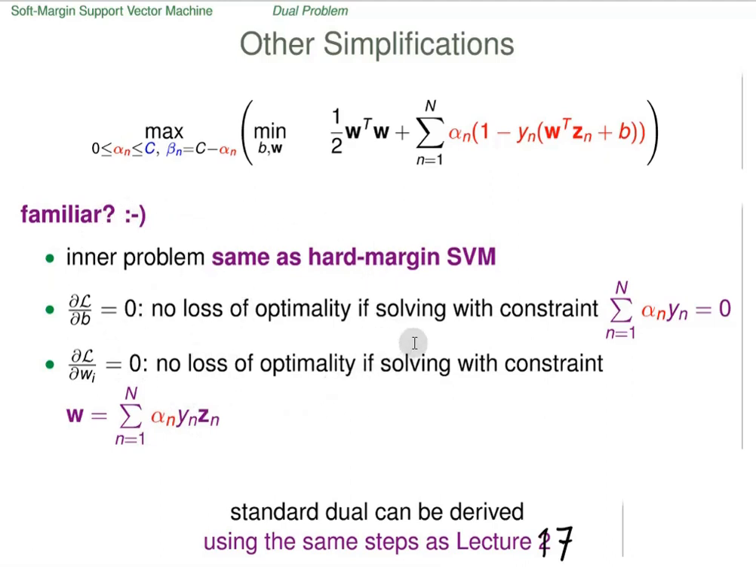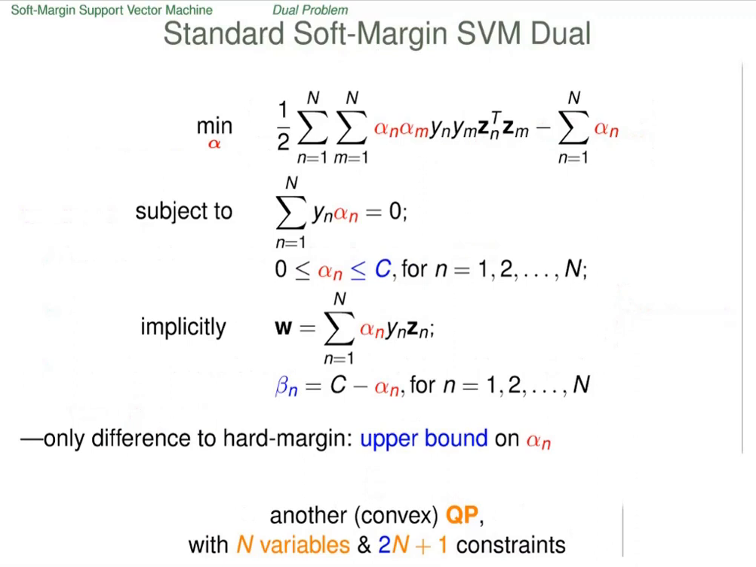We can derive the standard dual as we did in lecture 17 by substitution. I leave it as an exercise for you to go through all the steps as we did in deriving the dual of hard-margin SVMs, to get the whole dual for the soft-margin SVMs as follows. Here, this is the dual of soft-margin SVMs.